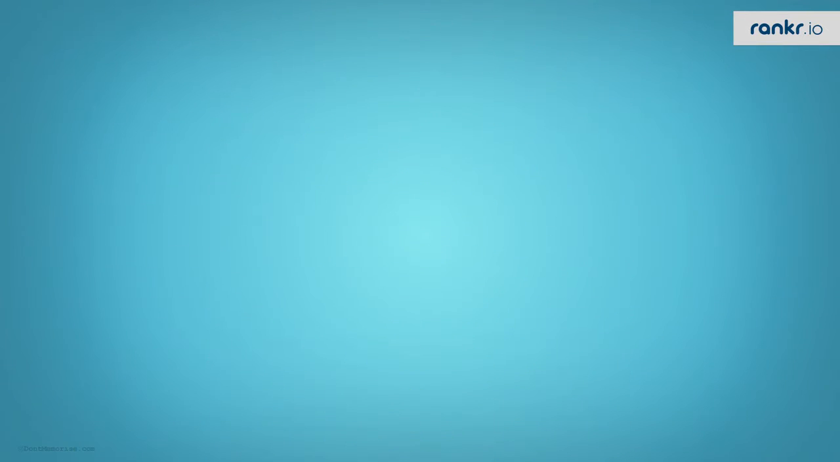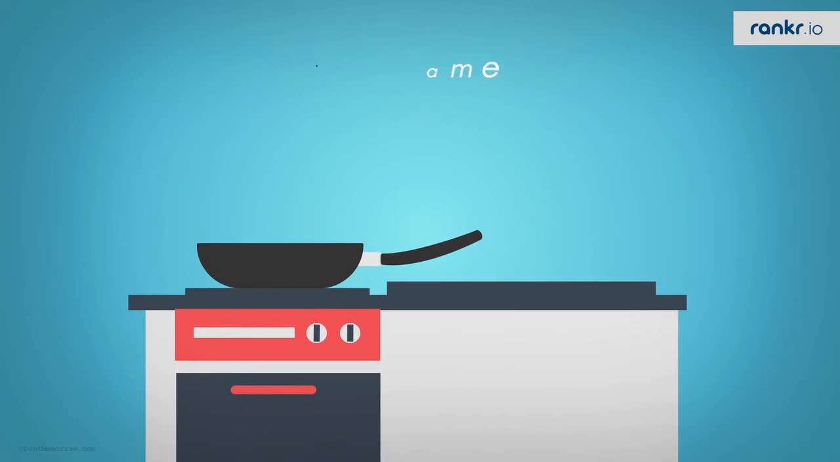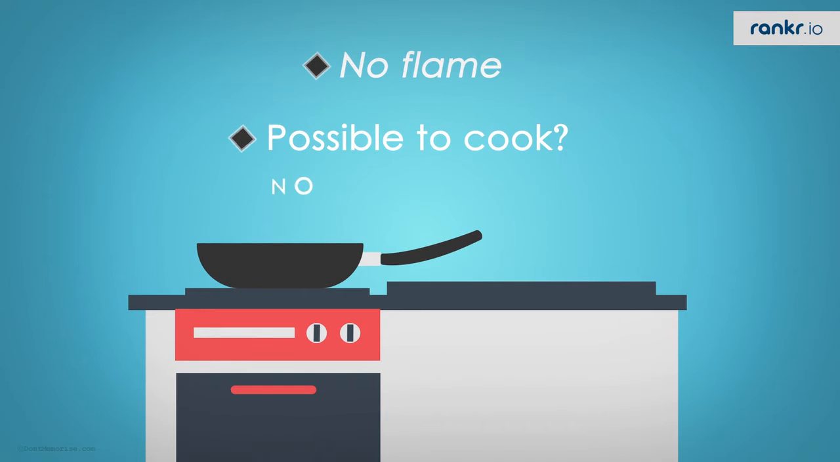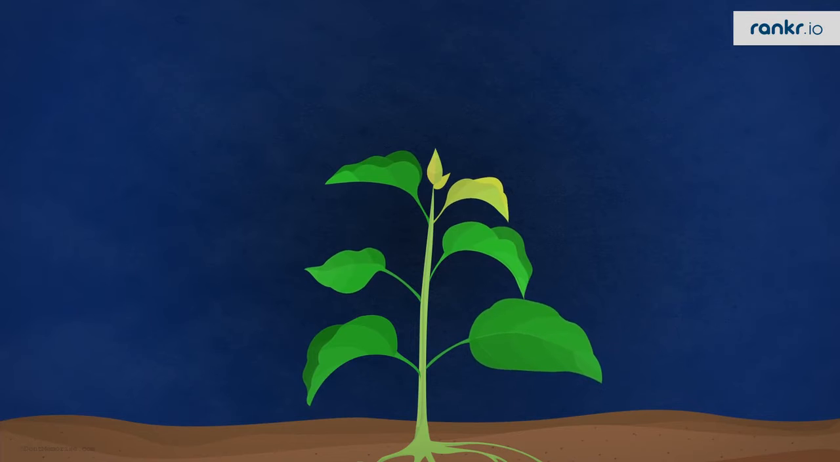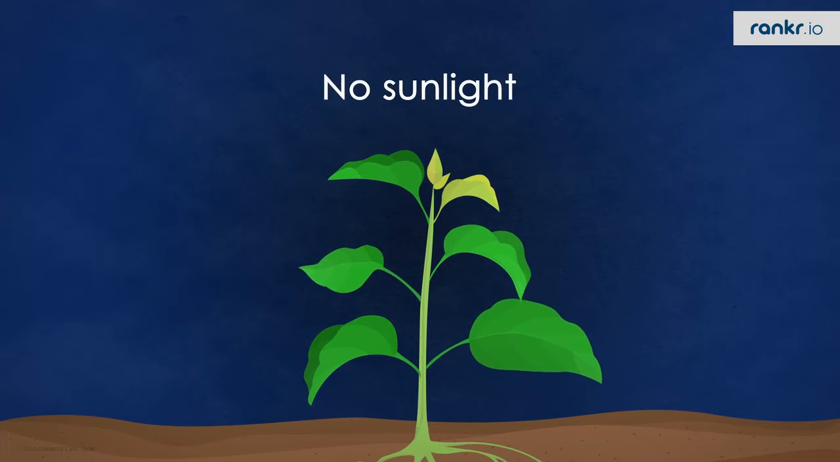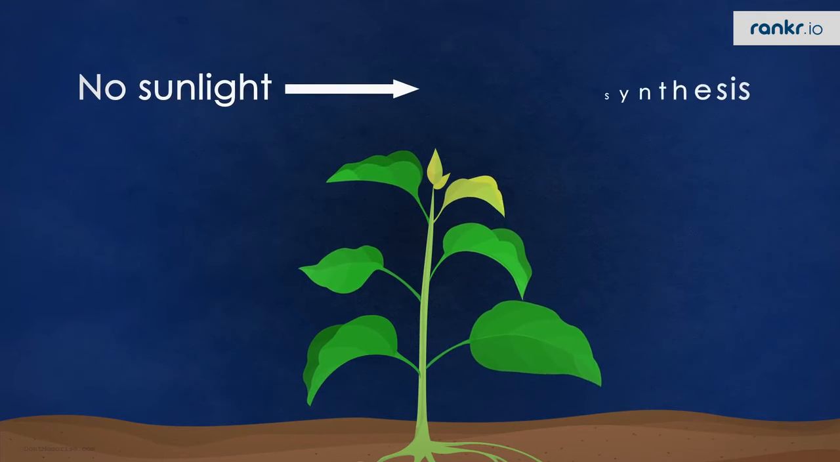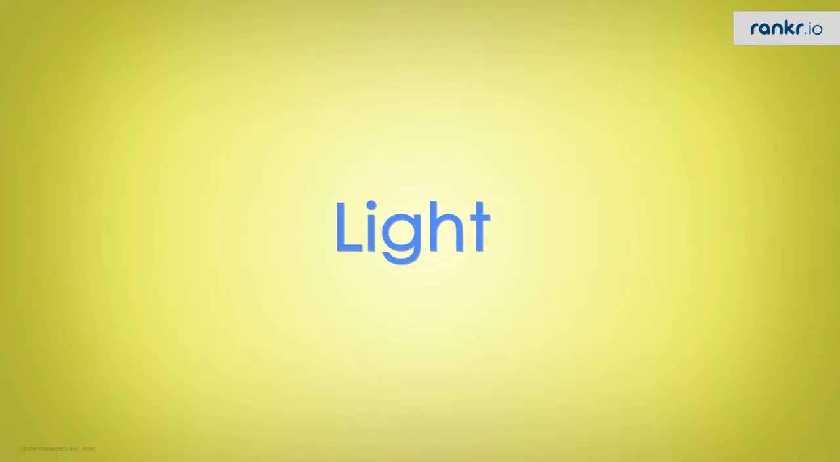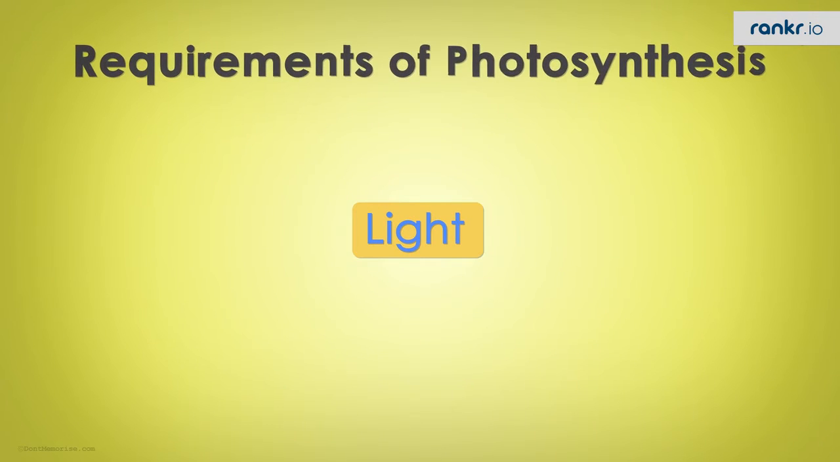Let us suppose we are given something to cook and not provided with a flame. Will it be possible for us to cook? No, we can't. This is exactly what happens in a green plant. If there is no sunlight, the process of photosynthesis will not take place. So light is the first requirement of photosynthesis.